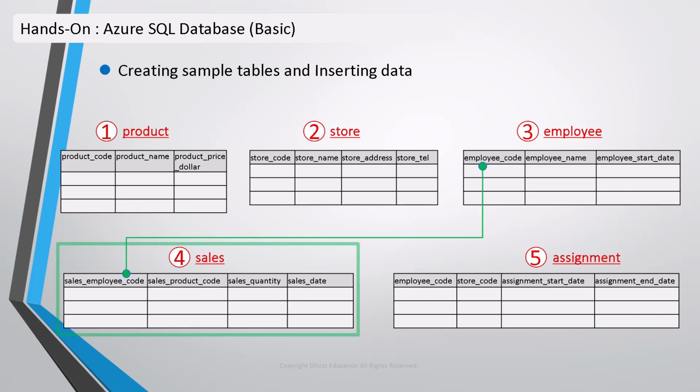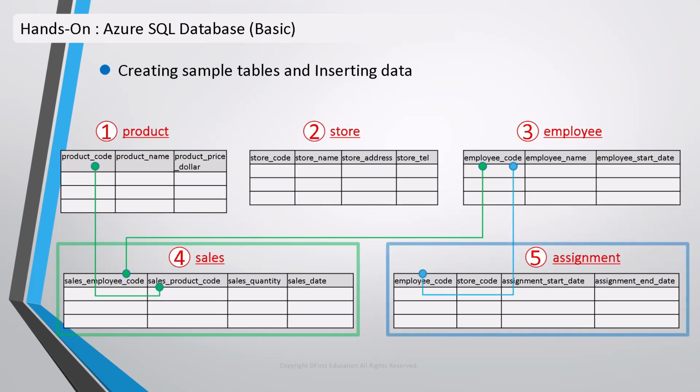Regarding sales table, sales employee code column is related to employee code column of employee table. And, sales product code is related to product code column of product table. Regarding assignment table, employee code is related to employee code column of employee table. And, store code is related to store code of store table.